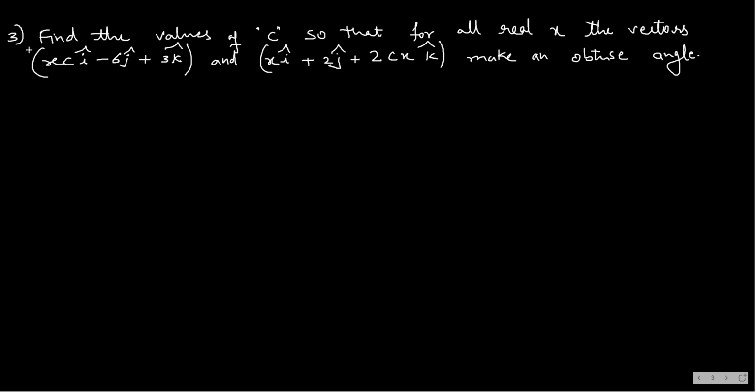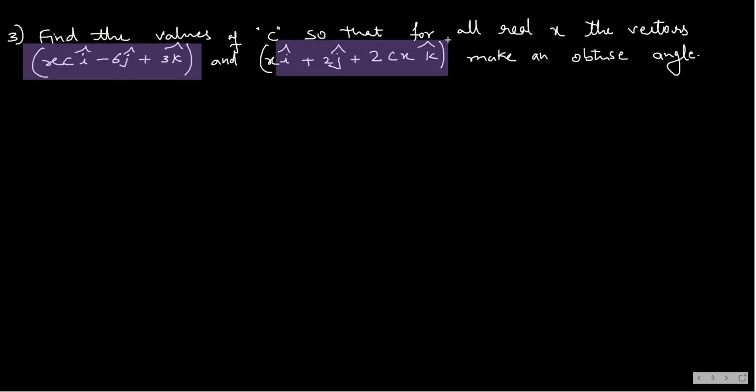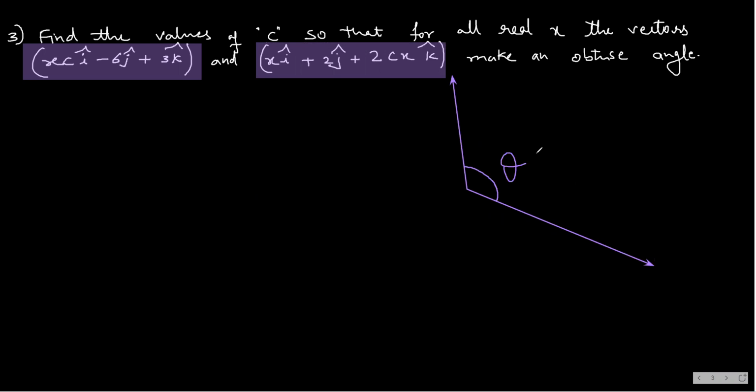So understand the question. They give us two vectors. What they say is the angle between these two vectors is an obtuse angle. Now you understand the meaning of obtuse angle. An obtuse angle is more than 90 degrees. So this kind of scene it could be. These are two vectors and the angle between them is more than this. Theta is greater than 90 degrees. This much is given to us.